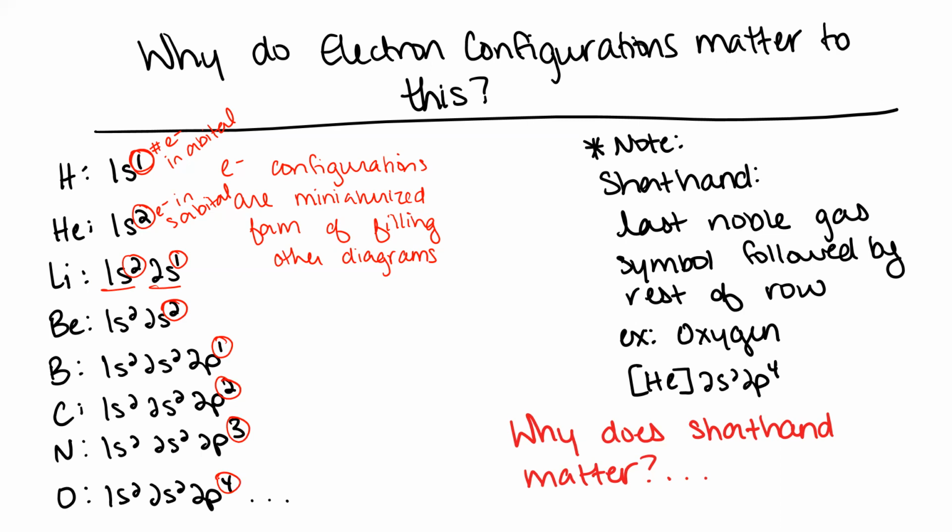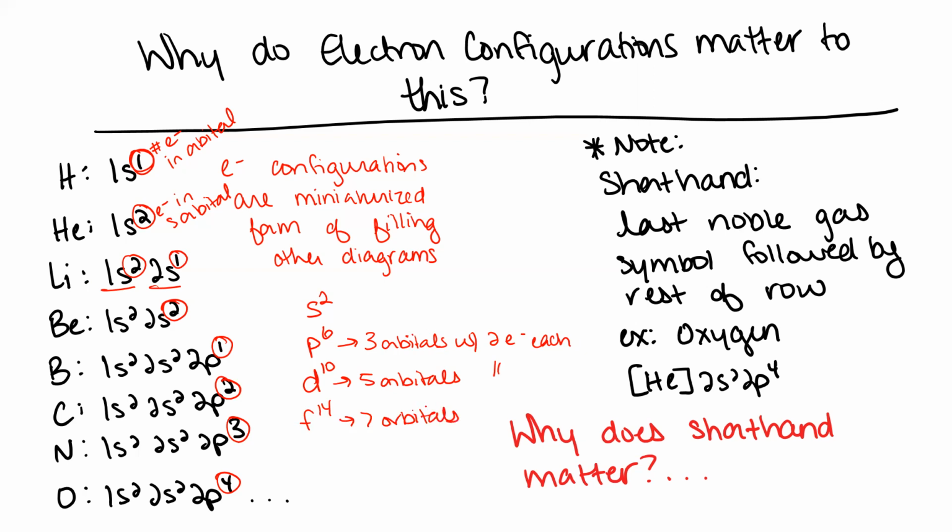Now, as a designation for you, s can only ever have 2. p can go up to 6 because we have 3 orbitals with 2 electrons each. And eventually, when you get to the d orbitals, they can have 10 because you have 5 orbitals with the 2 electrons each. And then f can have 14 because you have 7 orbitals. And it's always a designation. Each orbital has 2 electrons. It's the number of orbitals that changes.